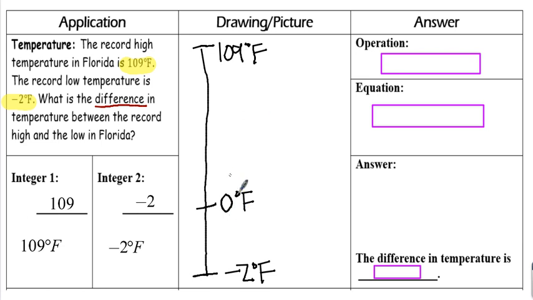Now again, this is Fahrenheit, so 0 doesn't mean that it's going to be at the freezing point. No, that's only for Celsius. I believe the freezing point for Fahrenheit should be 32 degrees. So -2 is extremely cold because it's way lower than the freezing point. Okay? So now again, the problem wants us to figure out the difference between 109 and -2. So how far is 109 to -2?